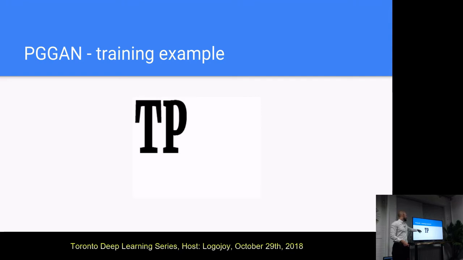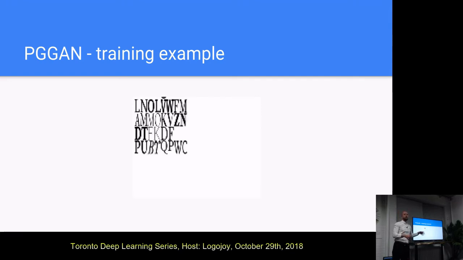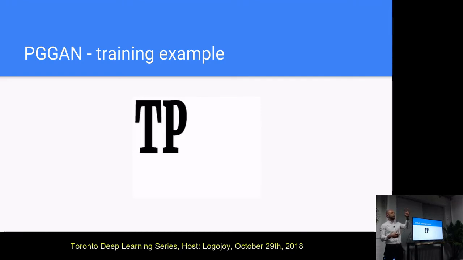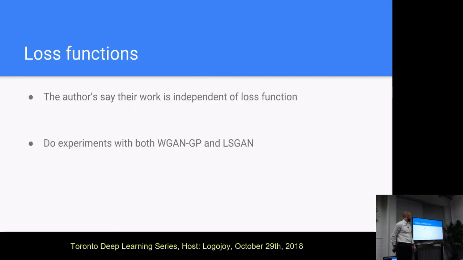So, again, just showing this GIF. This is how the training progresses, where you start small and it's just getting gradually bigger over time. Touching on the loss functions used in this paper, they say it doesn't really matter what loss function you use. It's more a training procedure, and as long as you use a reasonable loss function, you should be able to get good results. To illustrate this, they use 2 different loss functions. They use a Wasserstein GAN with a gradient penalty, and they use a least squares GAN loss function.